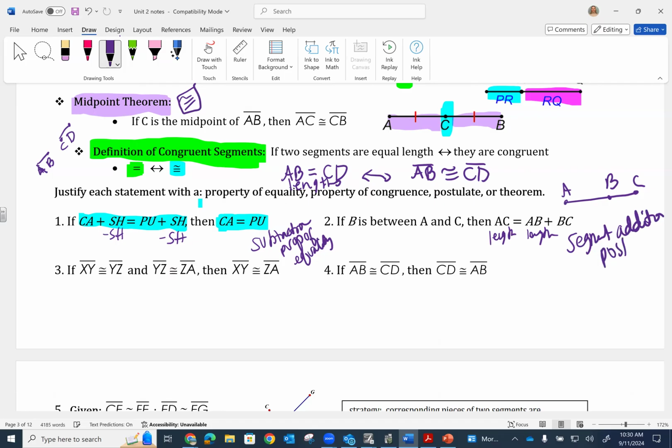Postulate. Okay, the segment addition postulate states that if you can add up the two parts of a segment, it equals the whole, because they're numbers. You add up two numbers and that equals the total distance from A to C.